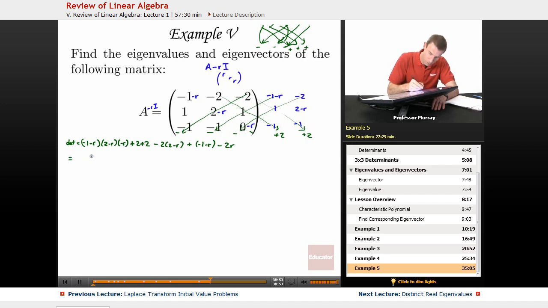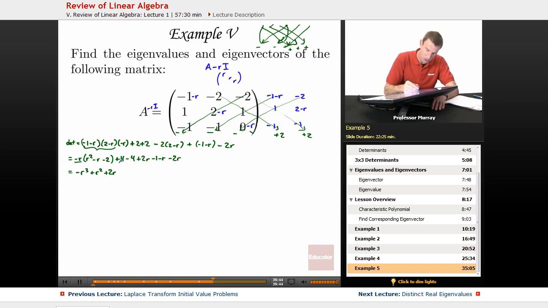This -R, I'm just going to write it as -R here. And now I'm going to multiply these 2 terms together. So I see I've got -R is R squared. -2R plus R is -R. And then -1 times 2 is -2. And now let me collect some terms here. I see I've got a +4. That's +2 plus 2. -2 times 2, so -4. Plus 2R. And then -1 minus R minus 2R. And again, if I multiply this -R through, I'll have -R cubed plus R squared plus 2R.